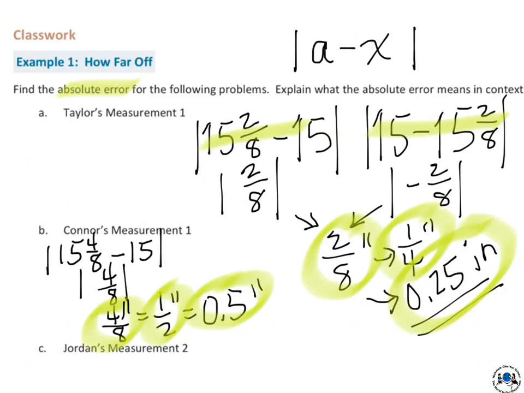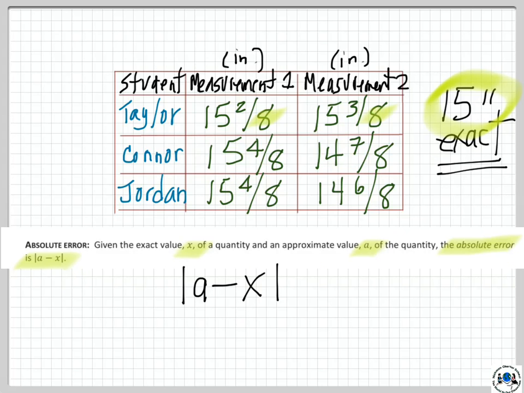So you can see it's a pretty simple process. Not much to be confused about, but what does get confusing is formulas like the absolute value of a minus x. That might sound weird, but the thing is, if you know what a is and you know what x is, there's no need to fear or fret. So let's do Jordan's measurement 2, and that's 14 6/8.